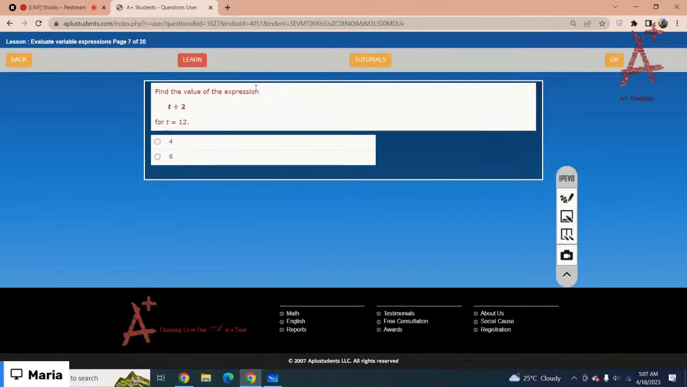Okay, find the value of the expression t divided by 2. You have to replace t with 12, since t equals 12. So it will be 12 divided by 2. So 12 divided by 2 equals, yes, that would be 6.